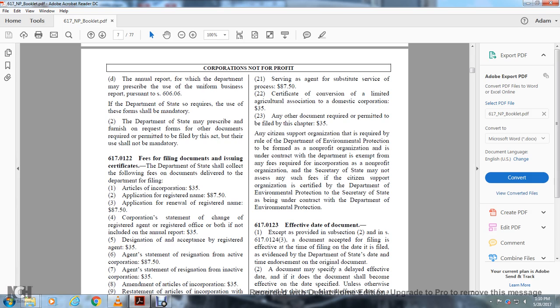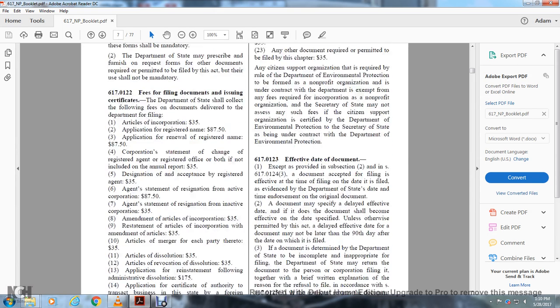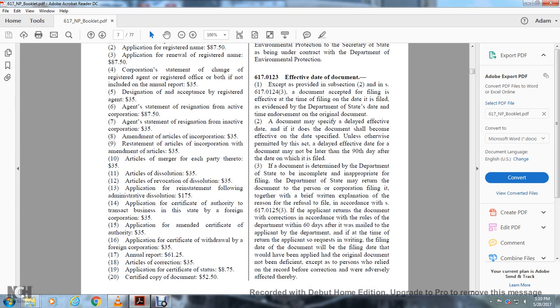Any citizen support organization that is required by the rules of the Department of Environmental Protection to perform as a nonprofit organization under contract with the Department is exempt from any of the fees required for incorporation as a nonprofit organization. The Secretary of State may not assess any of the fees if the citizen support organization is certified by the Department of Environmental Protection to the Secretary of State as being under contract with the Department of Environmental Protection.